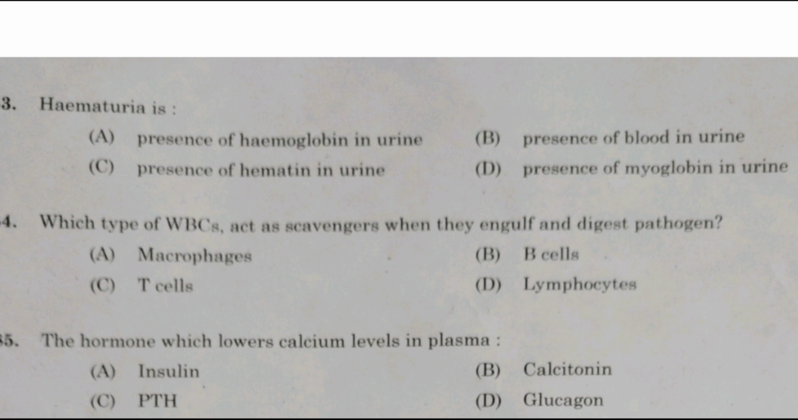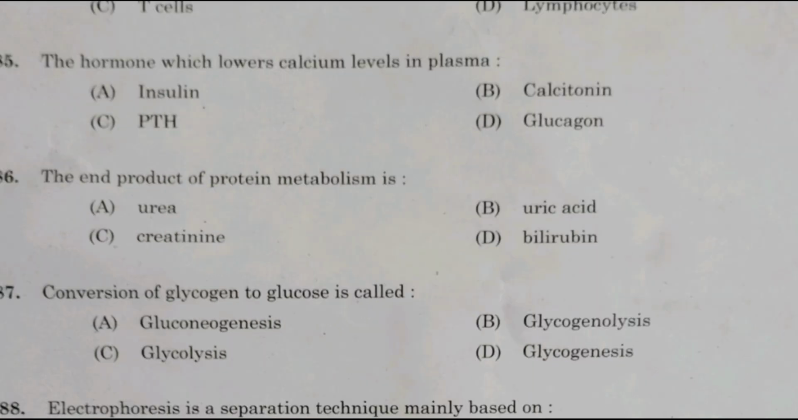Next question, which type of WBC acts as scavengers when they engulf and digest pathogen? The right answer is option A, macrophages. Next question, the hormone which lowers calcium levels in plasma. The right answer is option B, calcitonin. Next question, the end product of protein metabolism. The right answer is option A, urea.